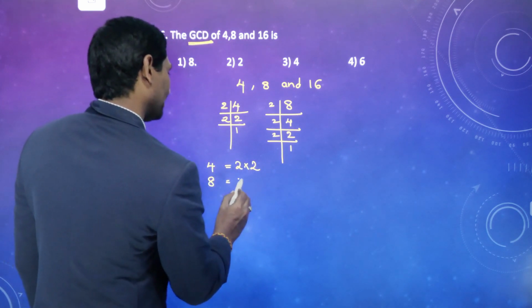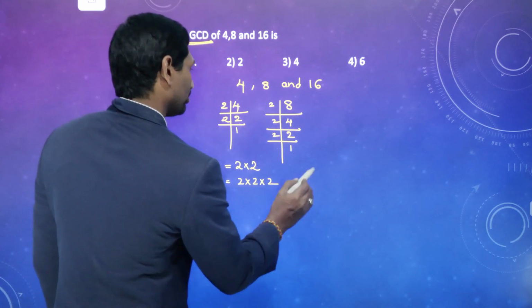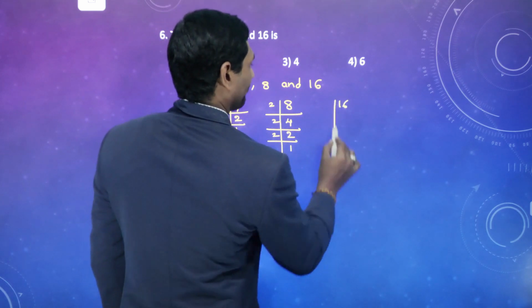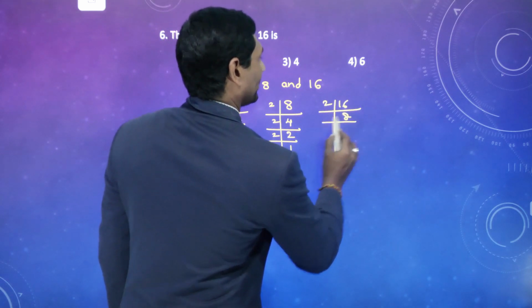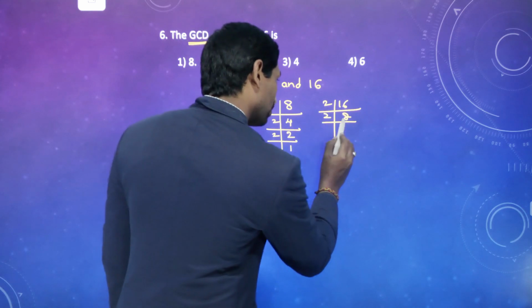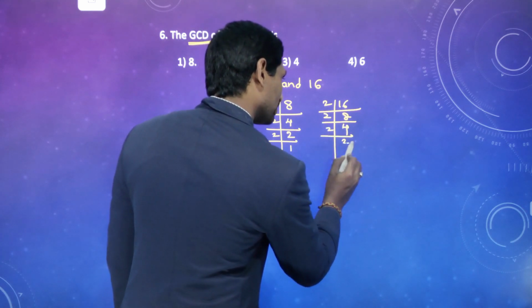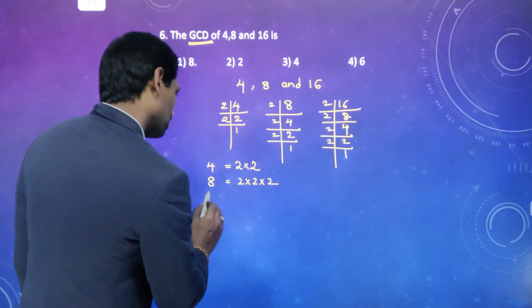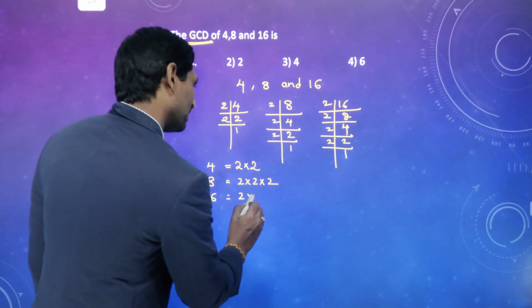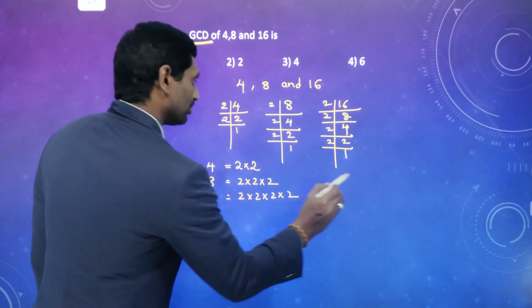So 8 we can write it as 2 into 2 into 2. Now coming to 16 prime factorization. 2 8s are 16, 2 4s are 8, 2 2s are 4, 2 1s are 2. So 16 we can write it as 2 into 2 into 2 into 2.